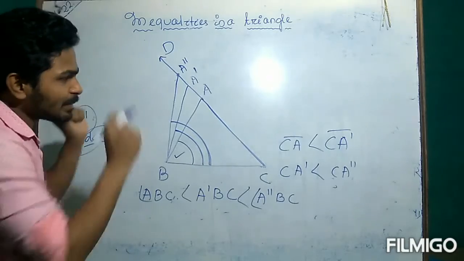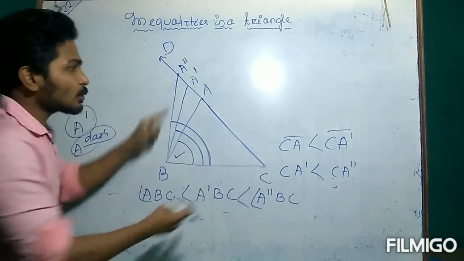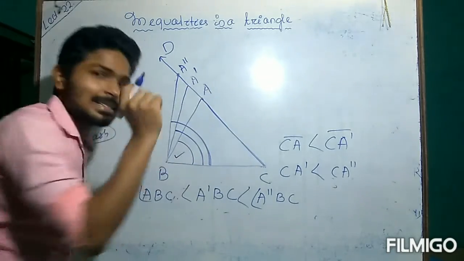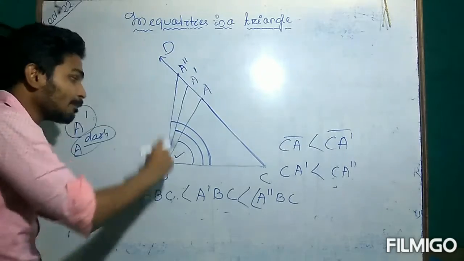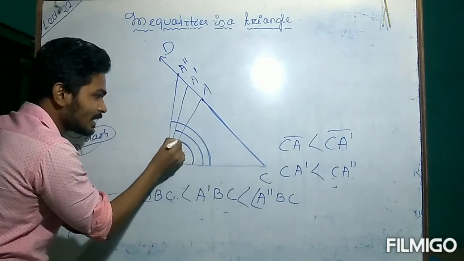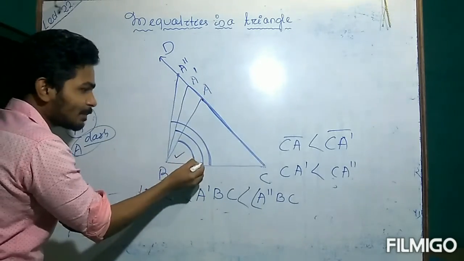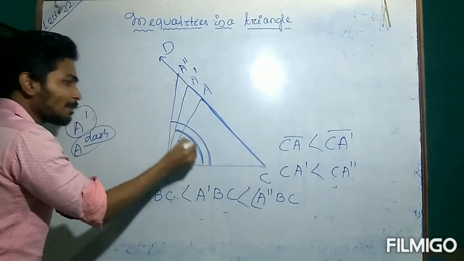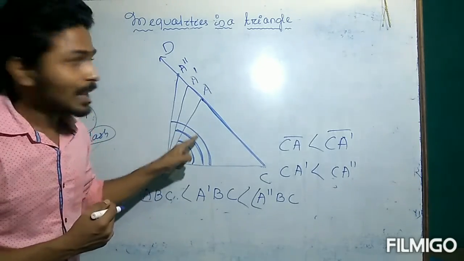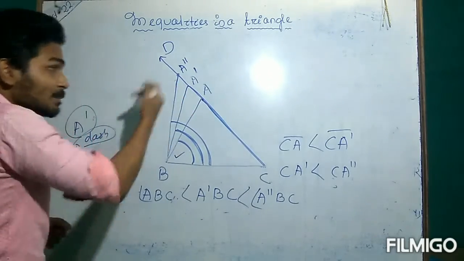Now what I have done here is simply increase the length of this side AC to a point A dash, so that the side becomes A dash C. Then what happens to the angle? For the side AC, the angle is B. But for the side A dash C, the angle becomes this. So here the measurement of the angle also increases. Here we have increased the length of the side, and the angle also increases.